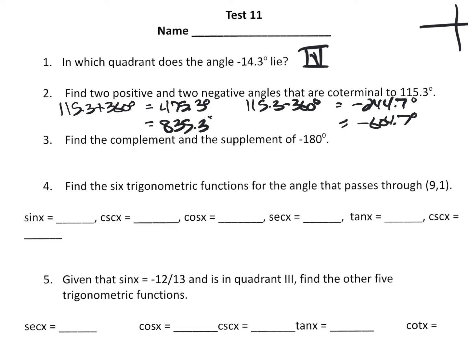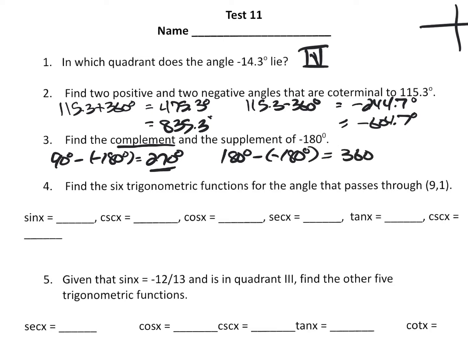All right. And then number 3 says find the complement and supplement of negative 180, which is really tricky. Remember, complements add up to be 90. So to find the complement of an angle, you take 90 degrees and you subtract the angle they gave you. So I'm going to subtract out negative 180, which is kind of weird compared to what you did in geometry. When you do that subtraction, you get 270. That would be the complement. The supplement adds up to be 180, so you would subtract that angle from 180. So I'm really adding 180 and 180, and I'm getting 360. So there's the complement and the supplement.